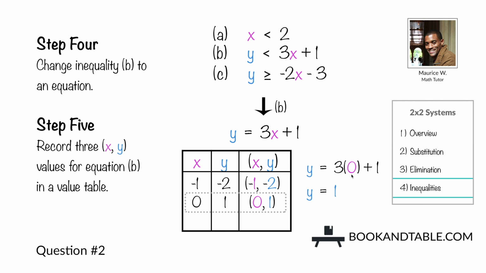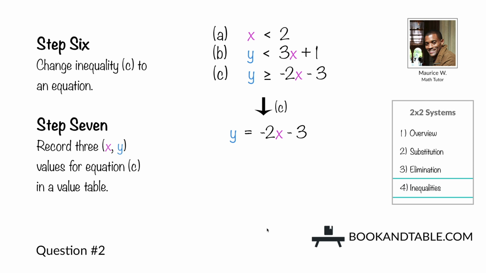When x is 0, y is 3 times 0, which is 0, plus 1, which is 1. So when x is 0, y is 1. And our third point, when x is 1, y is equal to 3 times 1, which is 3, plus 1 is 4. So 1, 4 is the third value for this value table.